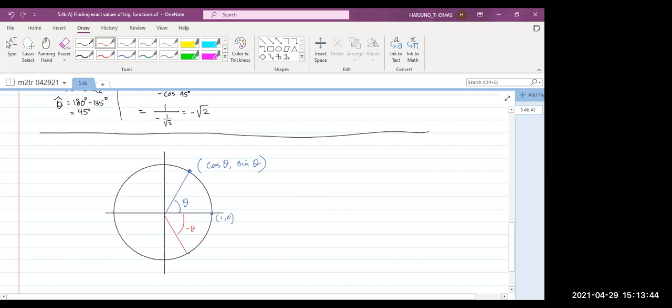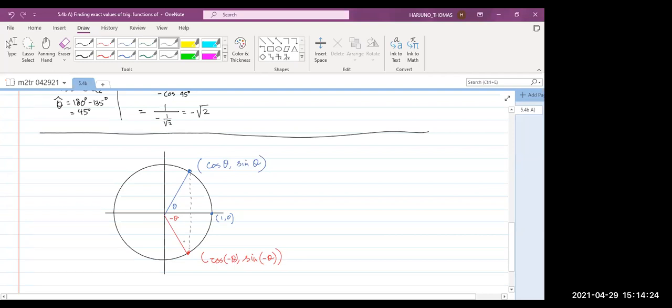Now, notice that they have the same reference angle, right? So the value of sine and cosine must be the same. Let's call this theta, and this is negative theta here. The first obvious observation is that we know the coordinate here has to be cosine negative theta, sine negative theta.